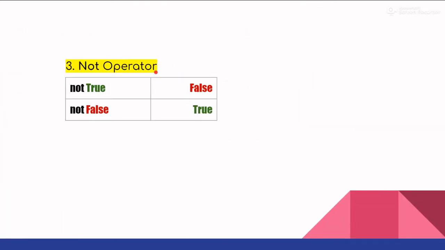Now the NOT operator basically reverts the boolean or truth value. So if we are using NOT with true, it will change that to false, and if we are using NOT with false, it will change that to true.